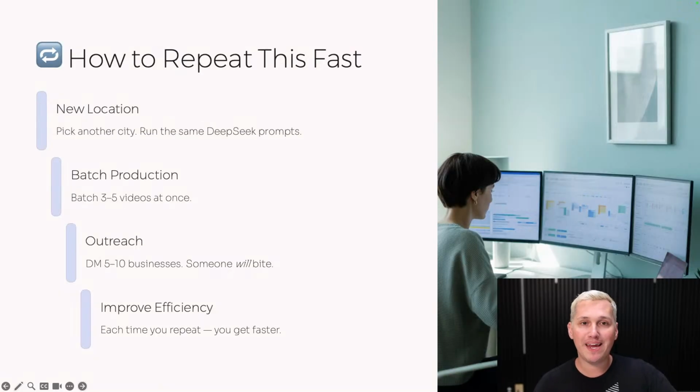Now, if you want to repeat this fast, you pick a new location, pick another city, and you run the same DeepSeek prompts. And then you batch produce 3 to 5 videos at once. You're going to DM 5 to 10 businesses, and you will find someone's going to bite. And each time you repeat this, you get faster, so you get more and more efficient at doing this.